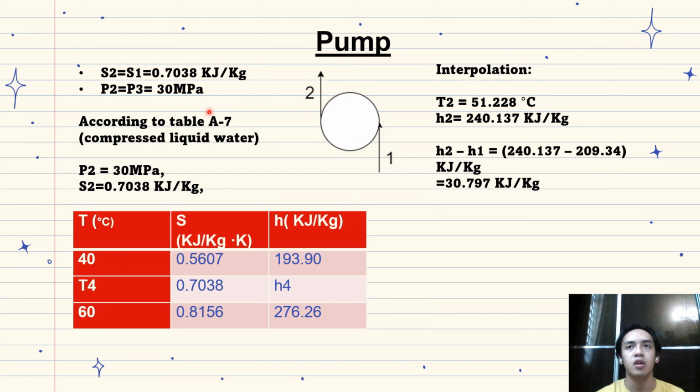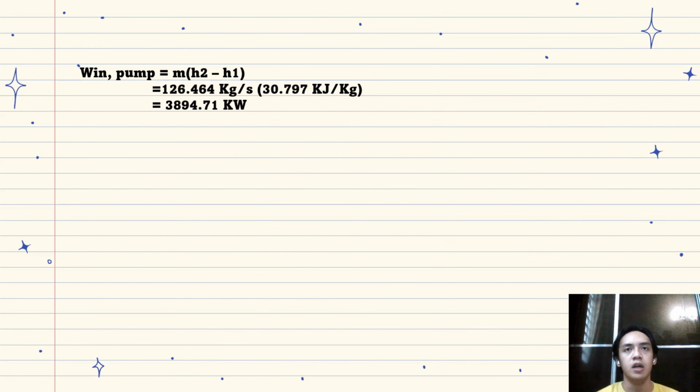After that, we also have a pump in our cycle. Properties in stream 1 have already been determined. For stream 2, the entropy is the same as stream 1, while the pressure in stream 2 is the same as stream 3, which is 30 megapascals. Use this entropy and pressure to list out all the properties in stream 2 according to table A7. Work into the pump is then calculated using the mass flow rate and the difference in enthalpy.